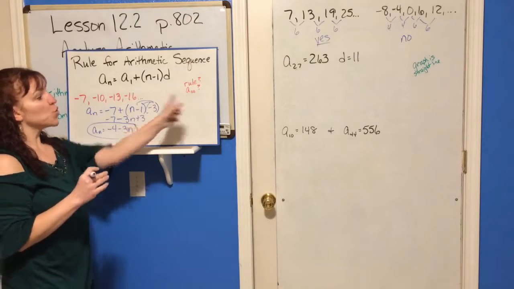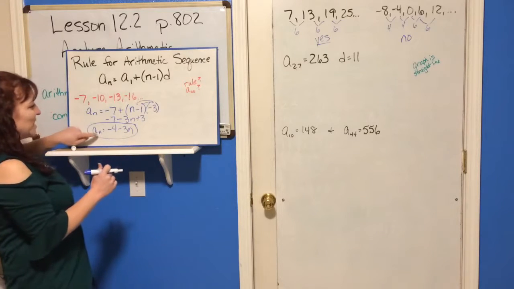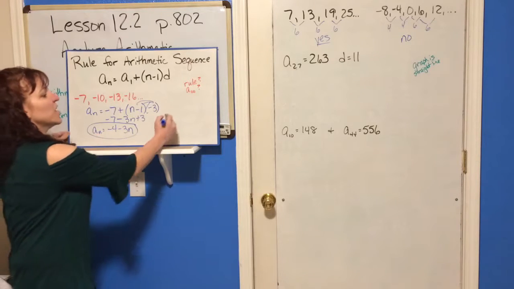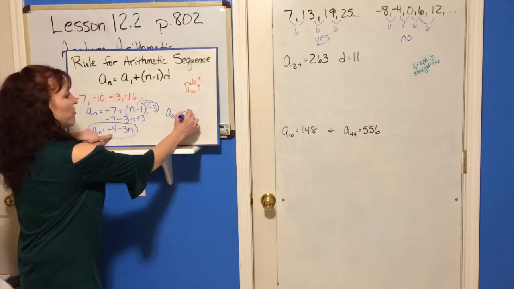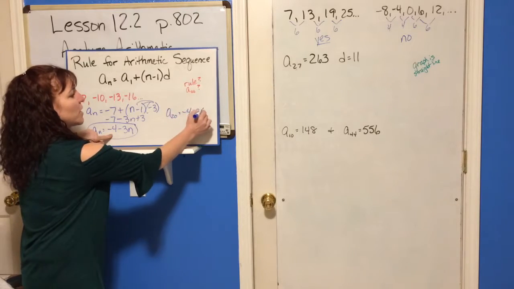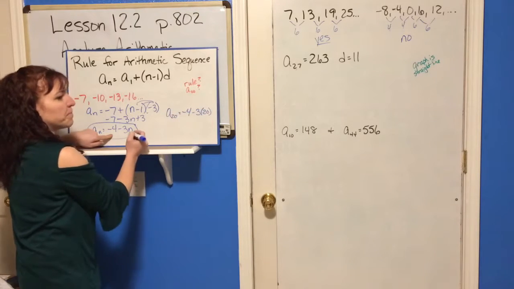So if I want the 20th term, well, that's easy because 20 becomes the n. The 20th term is going to be negative 4 minus 3 times 20.